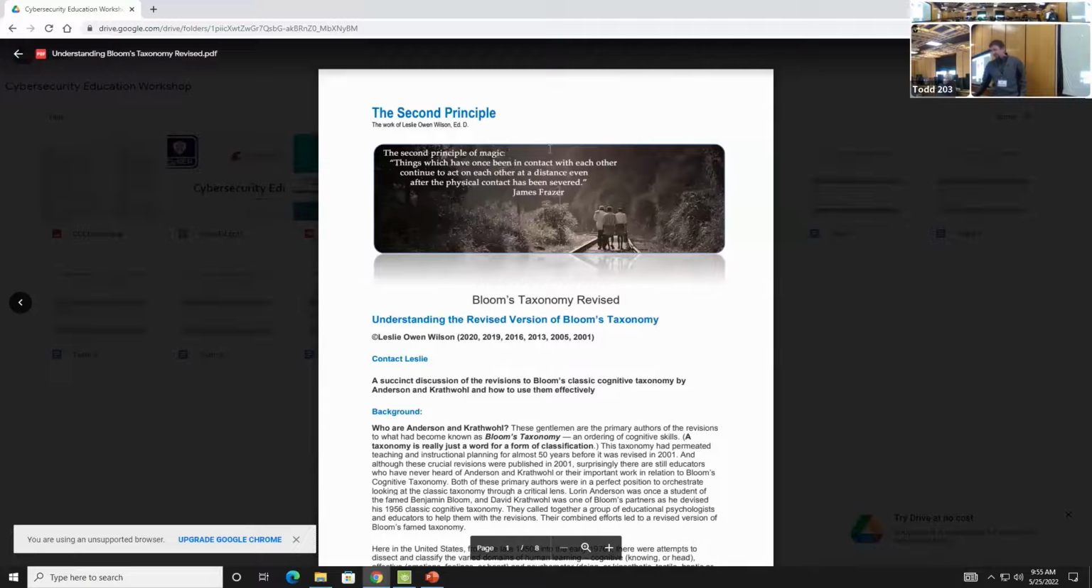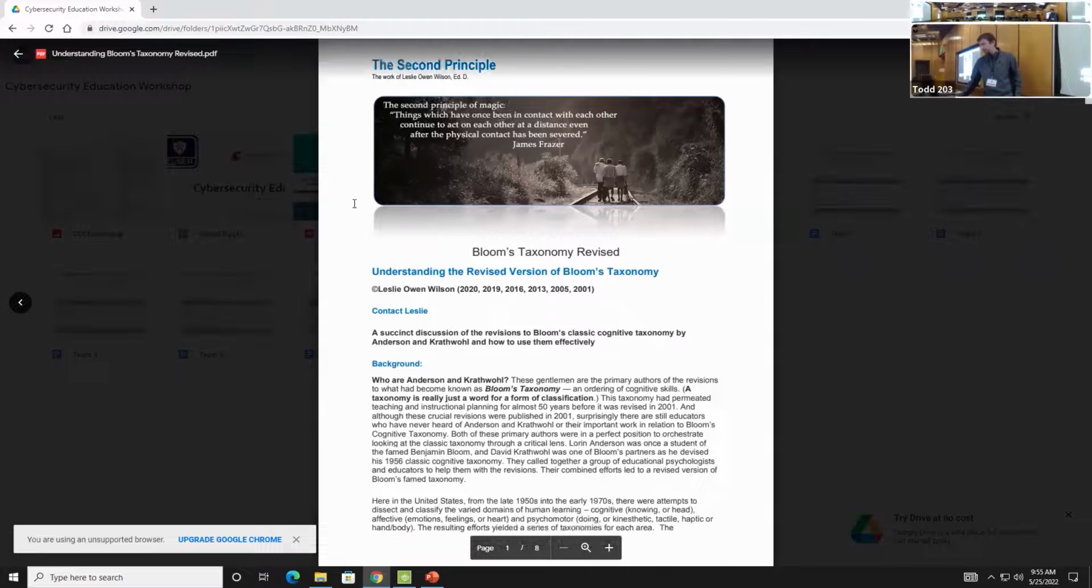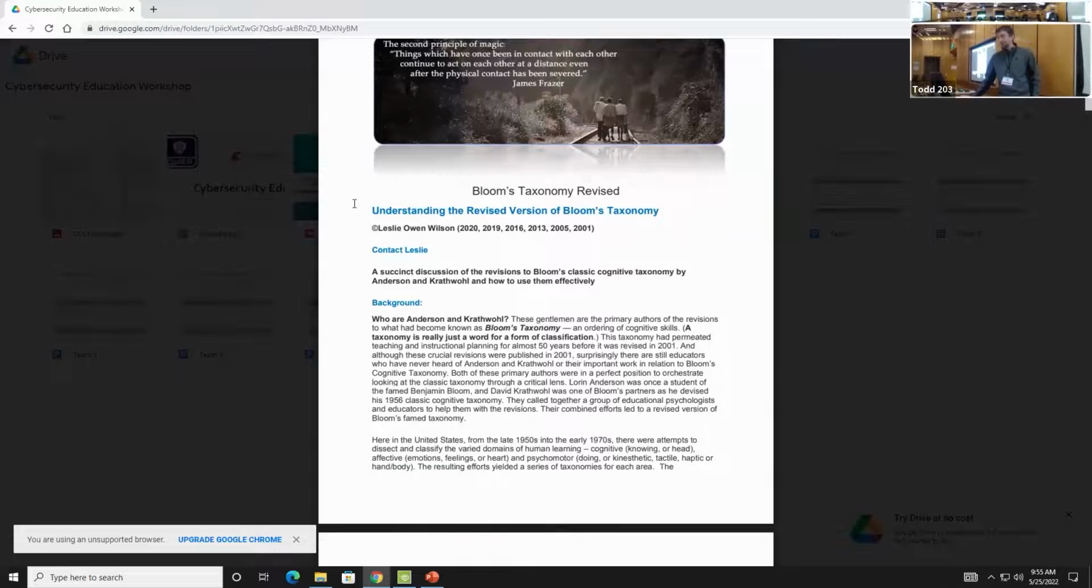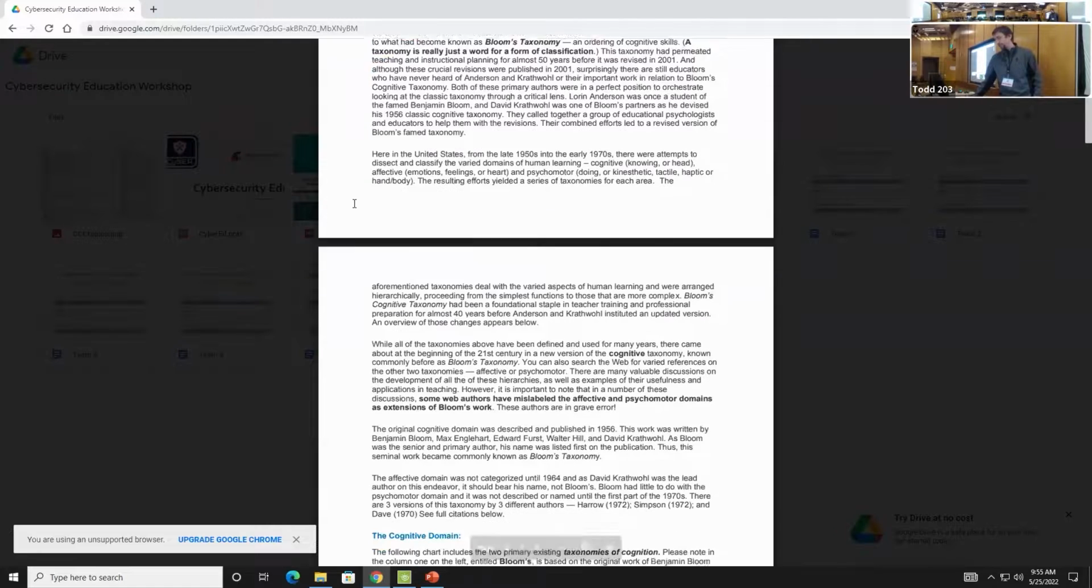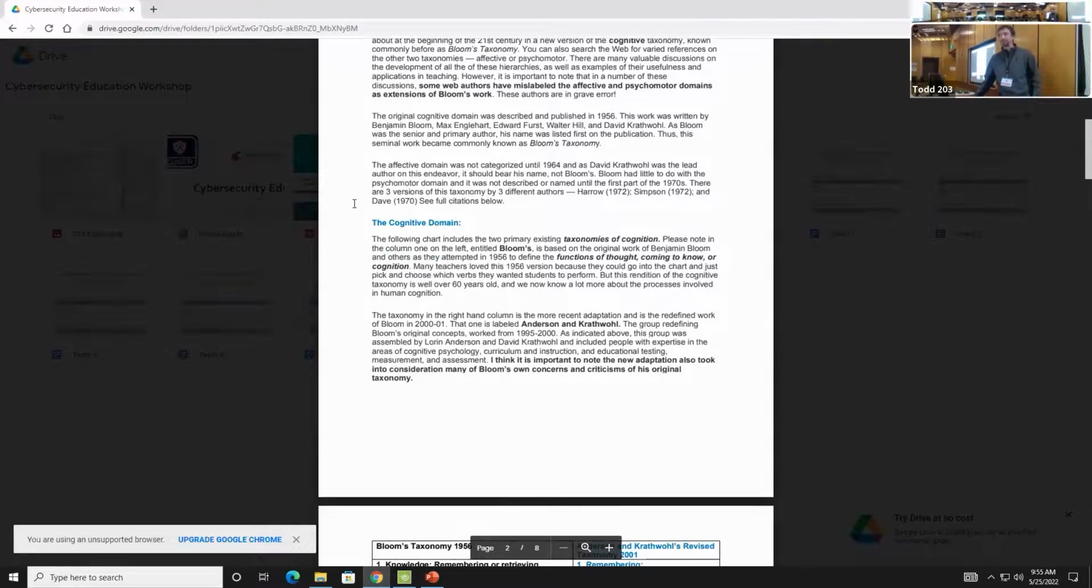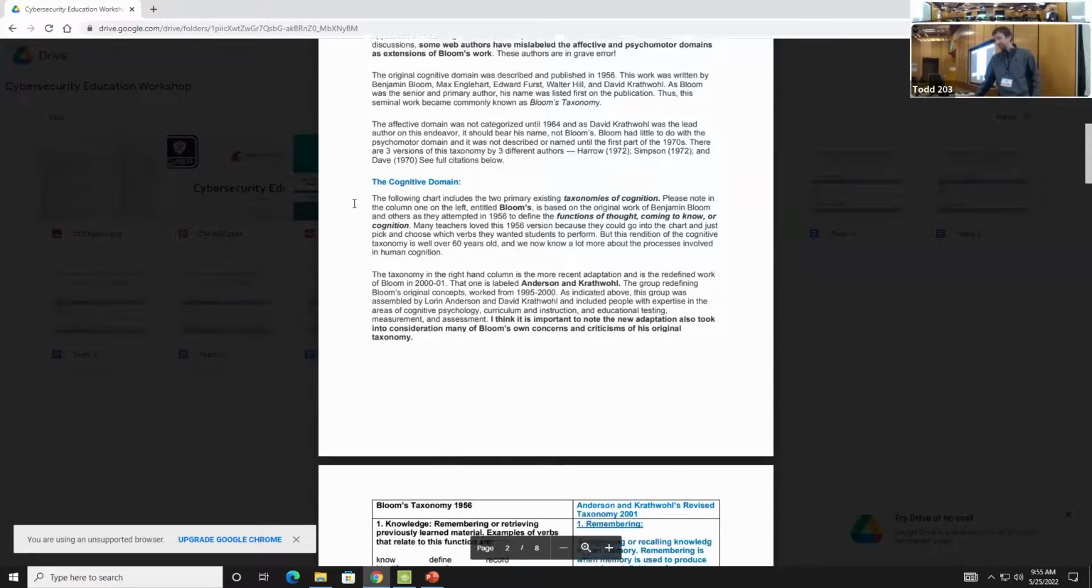So you can find this online, actually. It's put out by a guy, Leslie Owen Wilson, who's in educational psychology. And it talks about some of the differences between the original version and the new version, a little bit of background on it, why they updated it. It was originally produced in 1956, so a lot has changed since then.